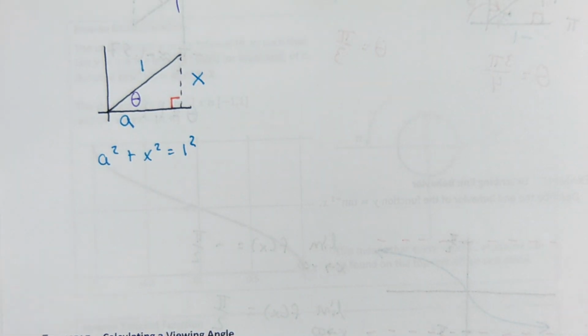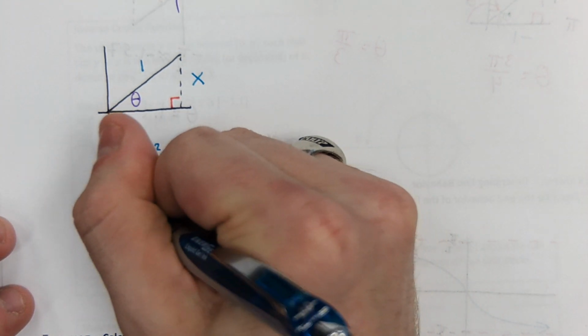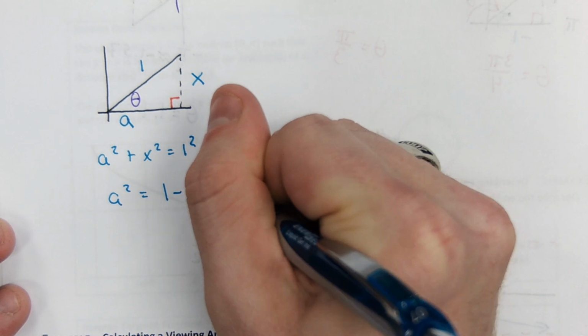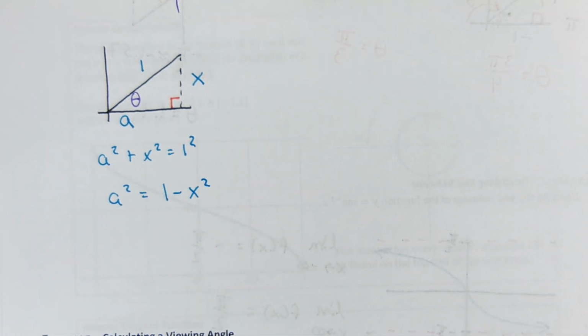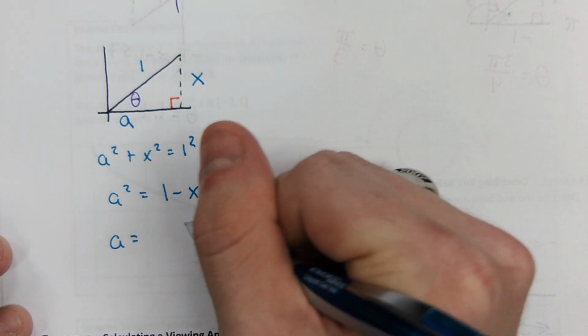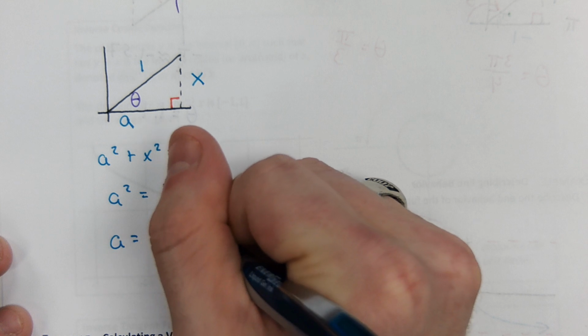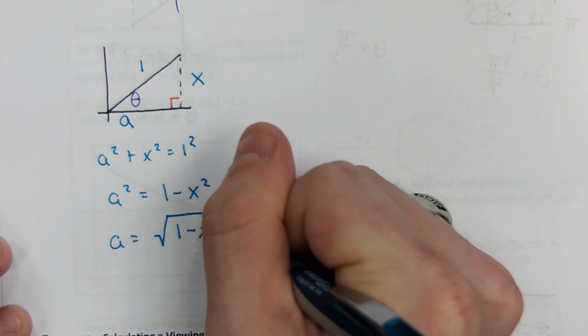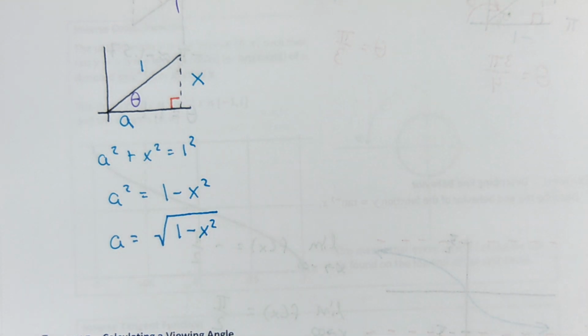So we're going to isolate A. Start by subtracting x squared from both sides. There is no reason to write 1 squared anymore. And then we take the square root of both sides. Now we have a value for A. Do I need the plus or minus? Somebody said no, why not? Yeah, because we're in quadrant 1. It has to be positive. It doesn't have a choice.